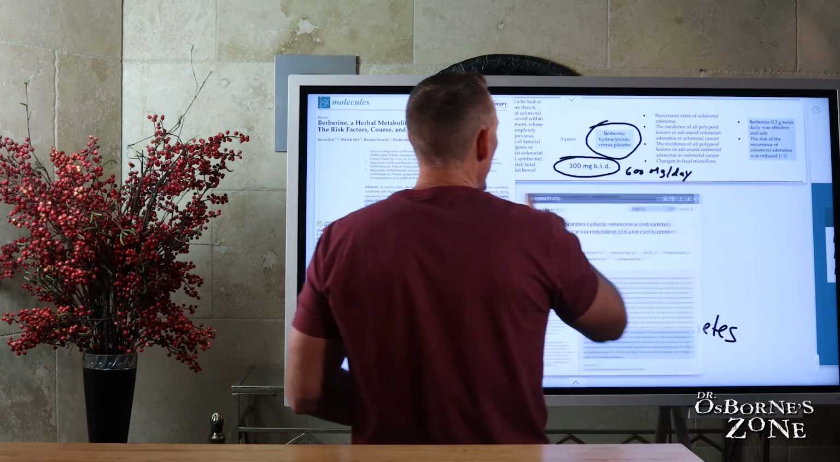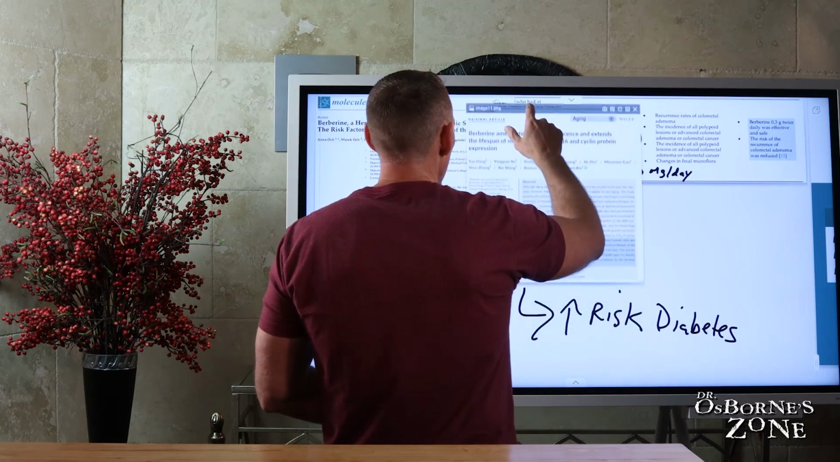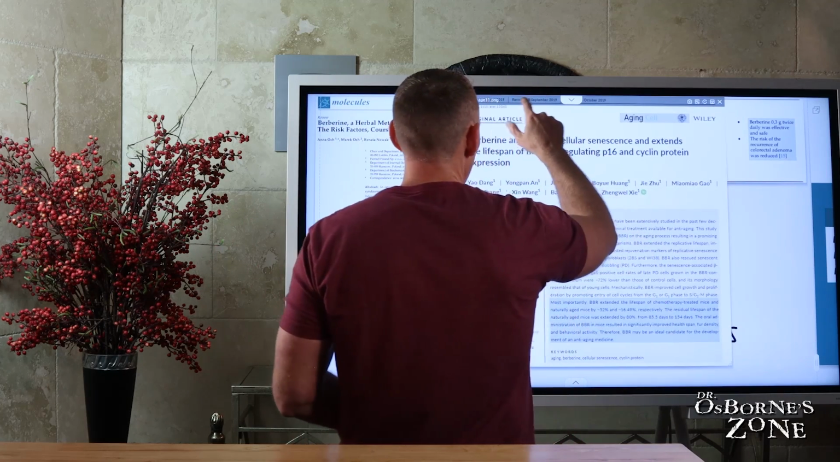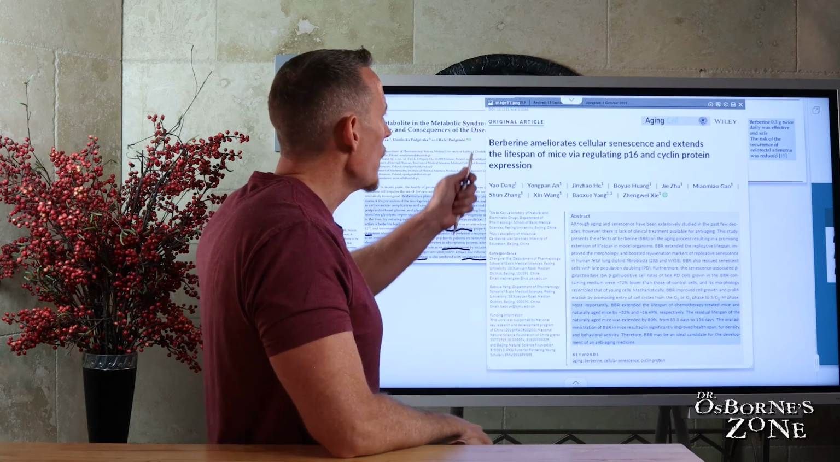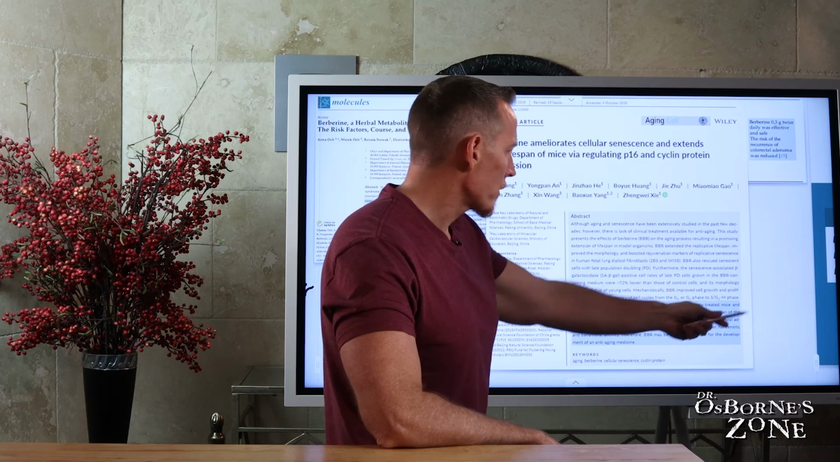But okay, going back to cancer, we said berberine was effective at reducing the potential for recurrence of colon cancer, and again, that's a human study. And then we have here: berberine ameliorates cellular senescence and extends the lifespan. Now, this is an animal study, not a human study. We don't have human studies yet, to my knowledge, on berberine extending human lifespans, but we know it can do it in mice.